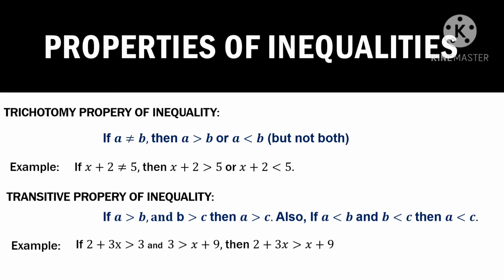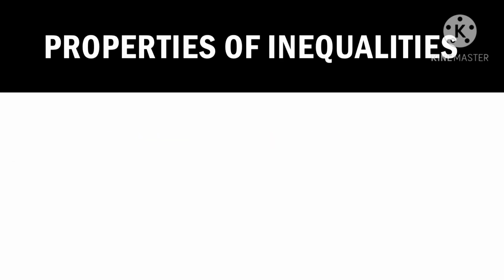Okay? So, example, if you have 2 plus 3x is greater than 3, and 3 is greater than x plus 9, then 2 plus 3x is greater than x plus 9. Okay? So, ganun lang yung transitive property of inequality. Okay? So, halimbawa, si 5 ay mas malaki kay 4 at si 4 ay mas malaki kay 3. So, ibig sabihin, si 5 ay mas malaki kay 3. So, yun yung transitive property of inequality.